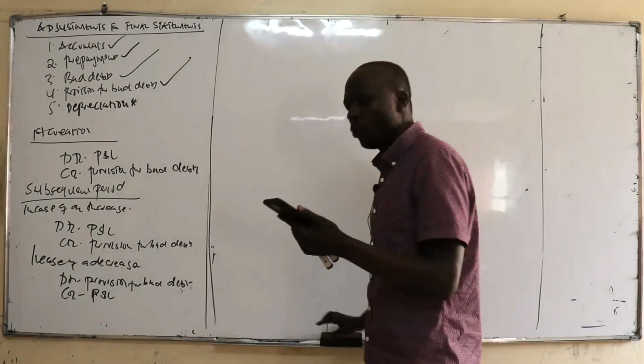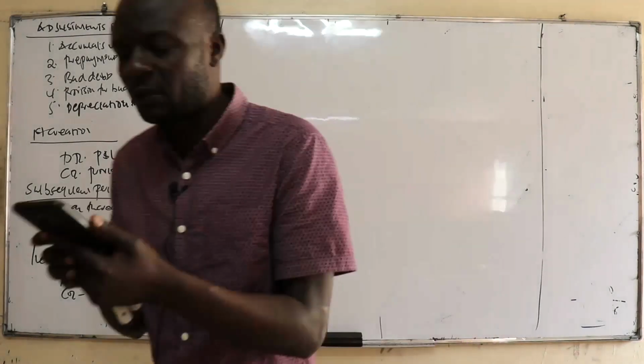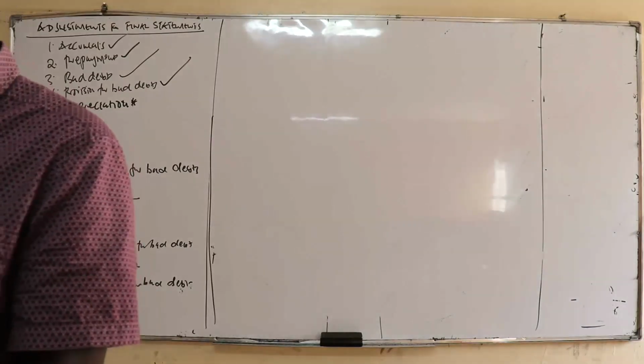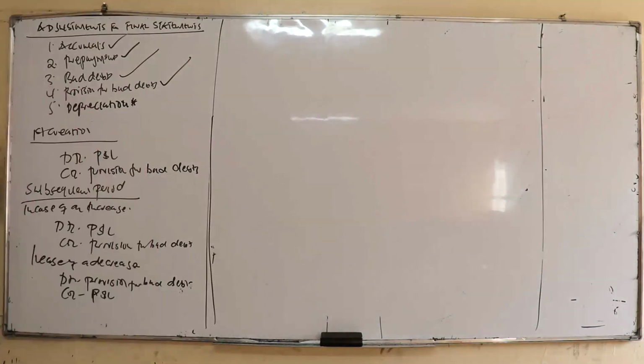Now, how do you provide? There are methods of calculating depreciation. How do you determine the depreciation charge for a particular asset? These methods assist us to estimate the amount of depreciation to be charged in the income statement or profit and loss account as an expense. The main methods, we have what we call the straight line method.